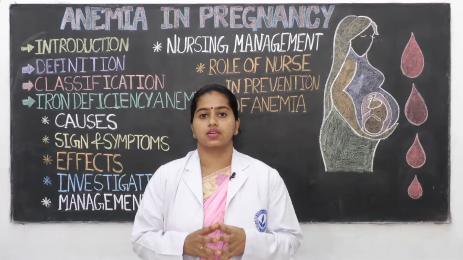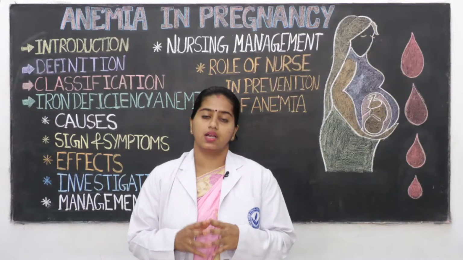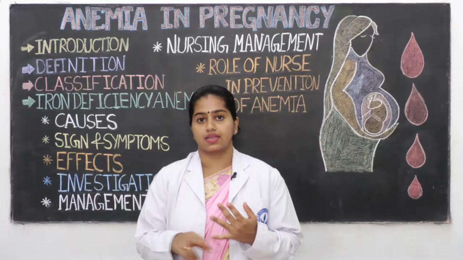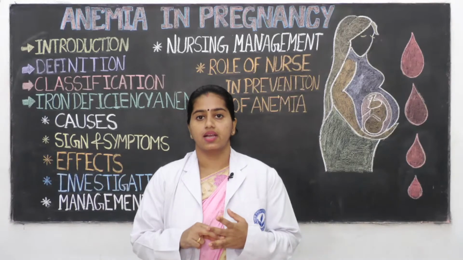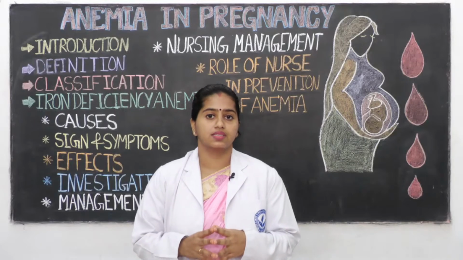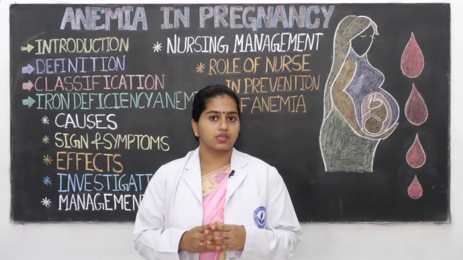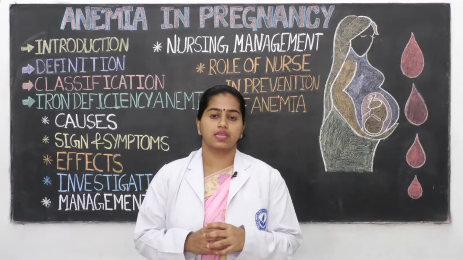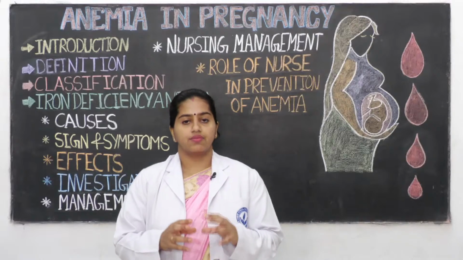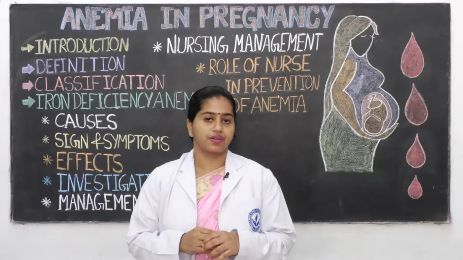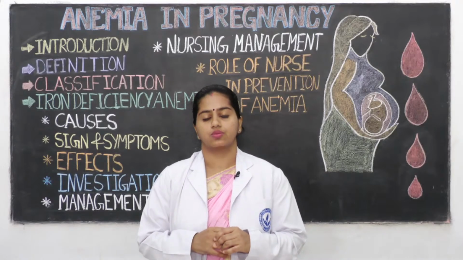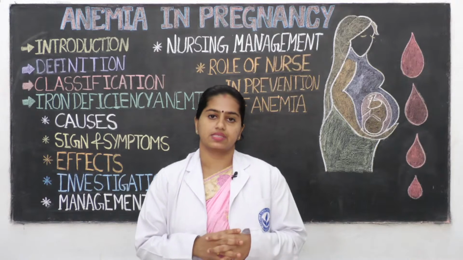Another one is urine examination. One of the causes is UTI, so we can identify urinary tract infection and any hematuria from the urine analysis. And the last one is ultrasonography. It is the main thing, mainly to assess fetal growth, whether it is small for gestational age or intrauterine growth retardation, which can be confirmed by ultrasonography. So these are the major investigations.